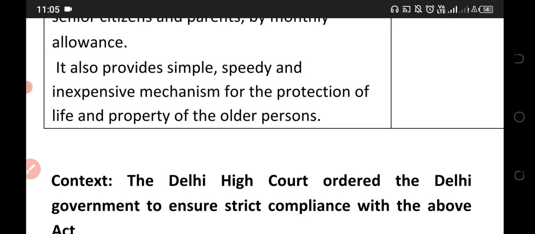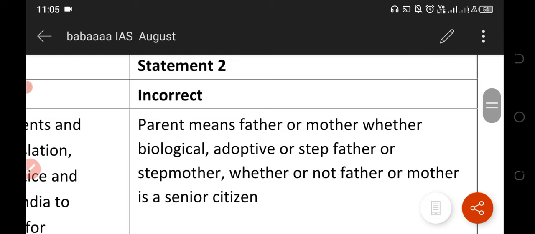It also provides a simple, speedy and inexpensive mechanism for the protection of life and property of older persons. Parents means father, mother, whether biological, adoptive, stepmother or stepfather, no issue at all, father or mother, in a senior citizen.